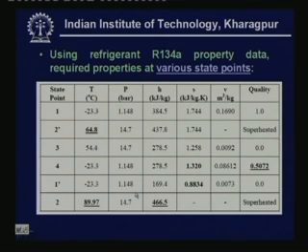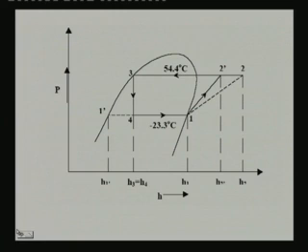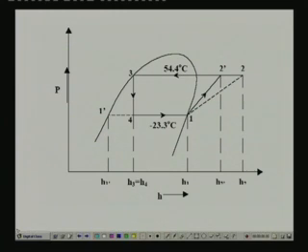So, now using refrigerant property data, let us find out the required properties at various state points. Let me quickly explain how to find out the properties. What is that we know and how do you find the rest of the properties? All that we know is the evaporator temperature TE is minus 23.3 degrees centigrade, and the condensing temperature TC is 54.4 degrees, this is also given to us. And we also know that the exit of the evaporator, that is point 1, is saturated vapor, and exit of the condenser, point 3, is saturated liquid.